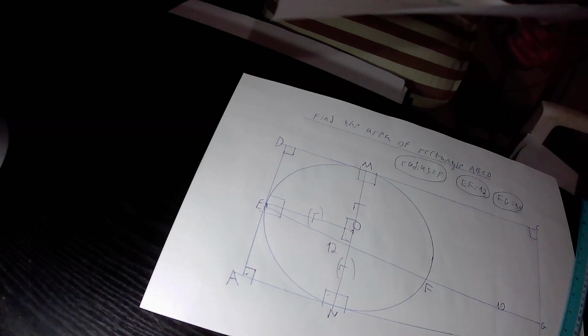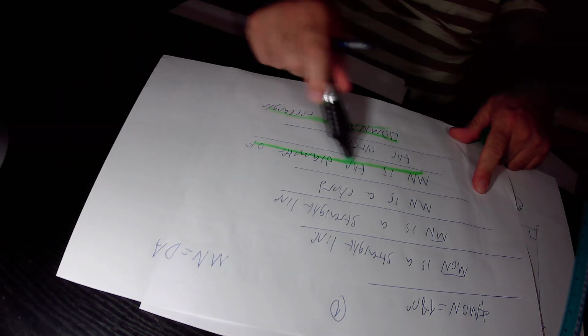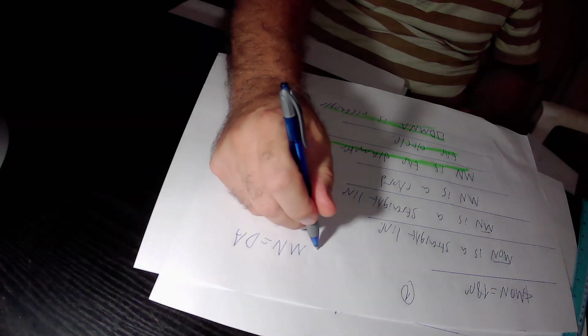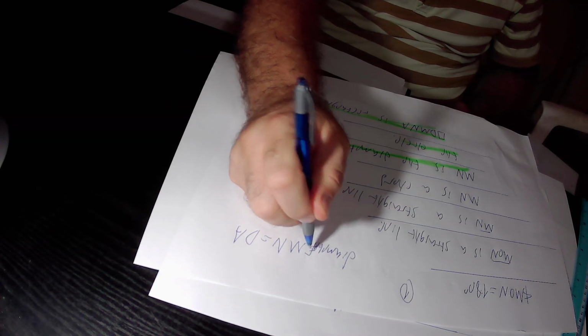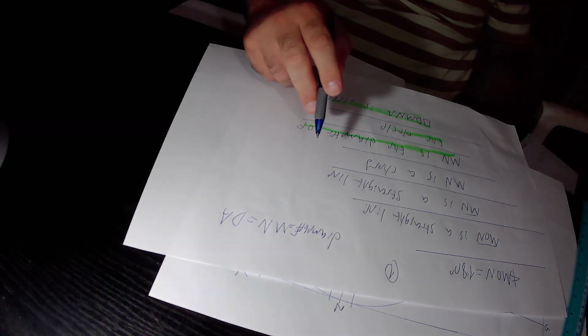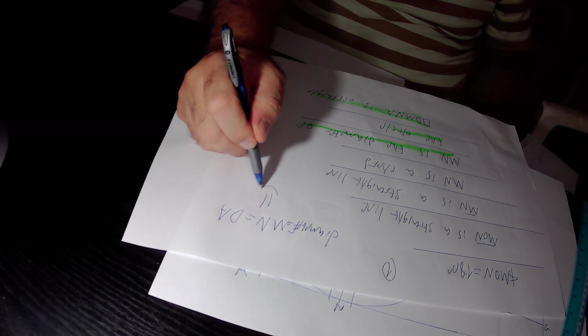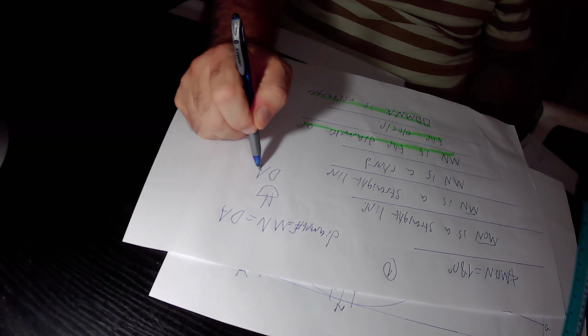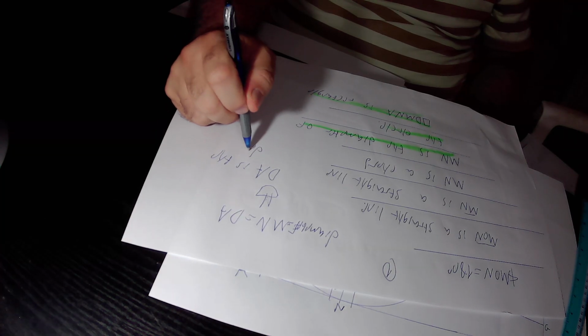But MN is the diameter of the circle. You can write here that MN is the diameter of the circle. And from this equation, the diameter equals MN equals DA, we derive that DA is also the diameter of the circle.